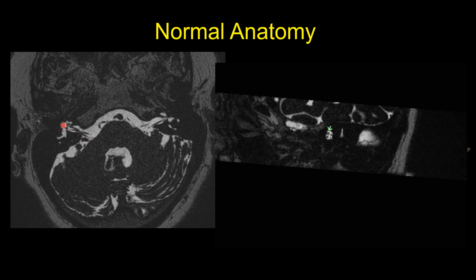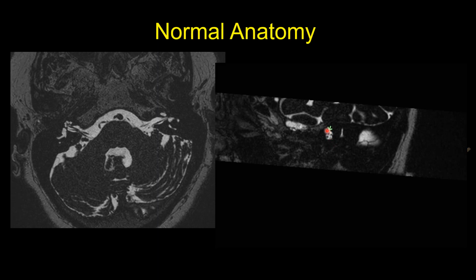Then we can visualize the fluid within the cochlea, and this portion is the vestibule, and we can see the portion of the horizontal semicircular canal and fluid signal within that horizontal semicircular canal. Looking at the image on the right, which is the oblique sagittal image through the IAC.